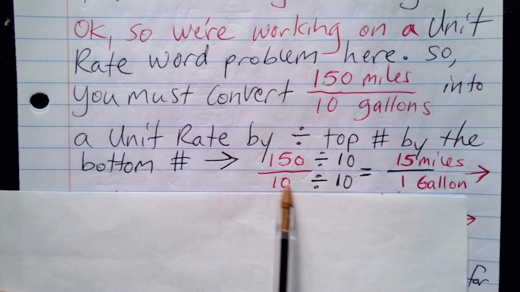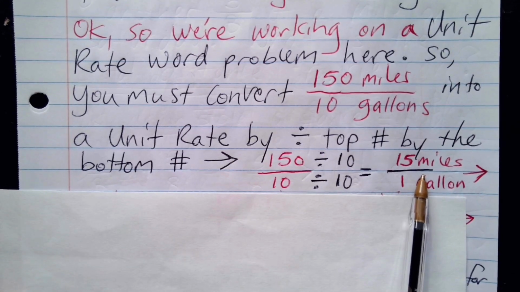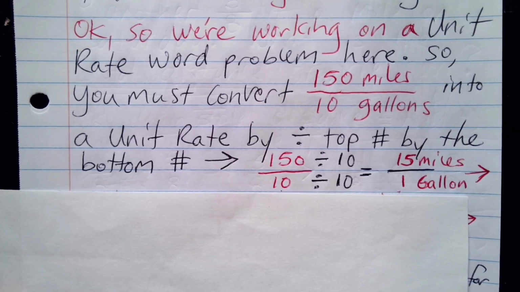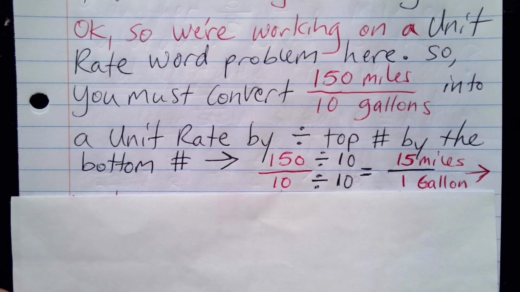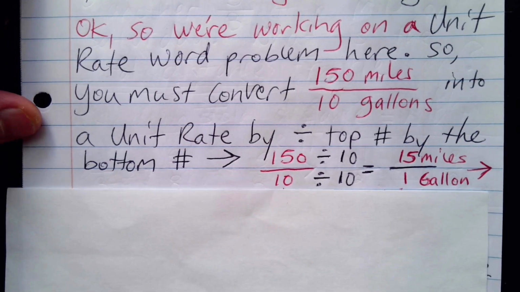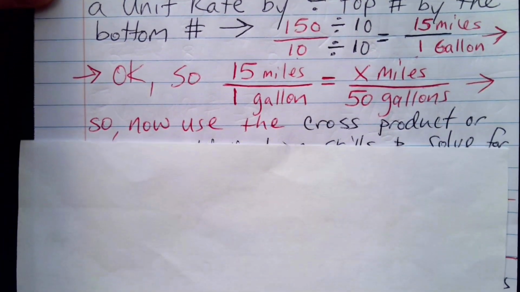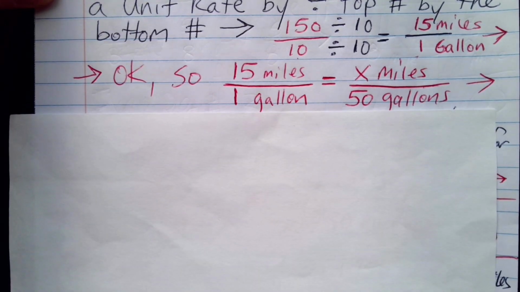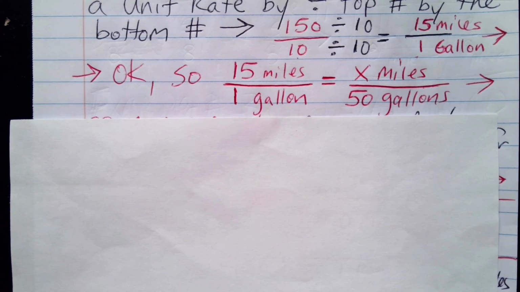By doing that, we're going to be able to find out how many miles per gallon that we can go. So 15 miles per 1 gallon. Okay, 15 miles per 1 gallon. Now, 15 miles per 1 gallon equals blank miles per 50 gallons, right? So the question was, how far can the driver travel on 50 gallons of gas, right?